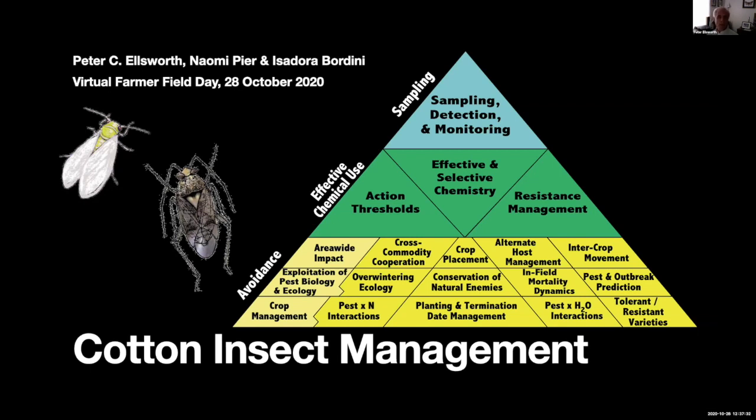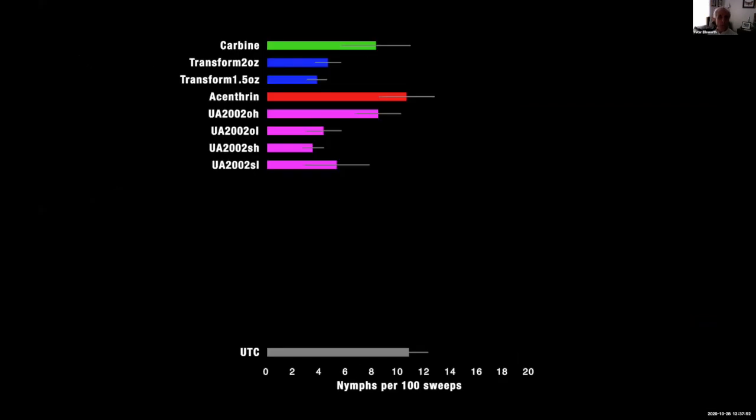So today I am going to talk about cotton insect management, and that means the two key cotton insect pests of whiteflies and lygus. Specifically, we're going to focus on effective and selective chemistry, because those would normally be the plots that we would be touring right now, driving through. So without further ado, I'm going to jump right into some results before we look at some of these videos.